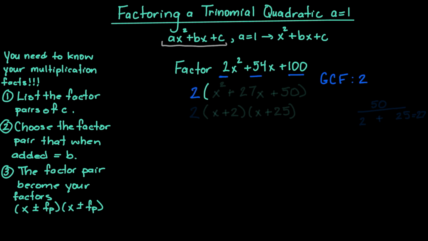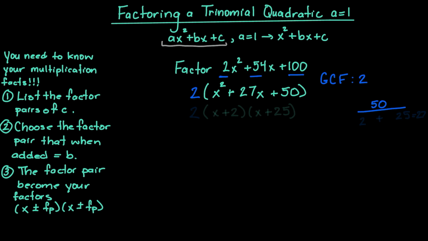2 divided by 2 is 1, and 1 times x squared is x squared. 54 divided by 2 is 27, and 100 divided by 2 is 50. Now that we've factored out the GCF, we do have a trinomial quadratic where A is equal to 1. So we're going to take our 50 and list our factor pairs.